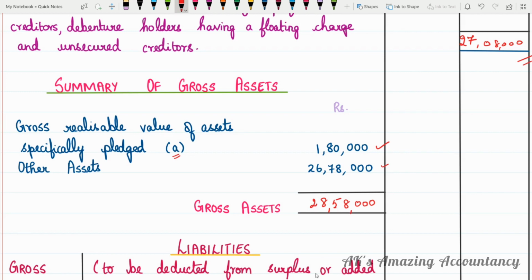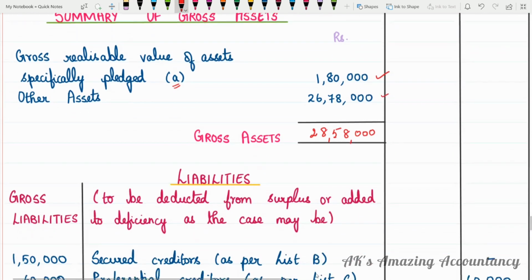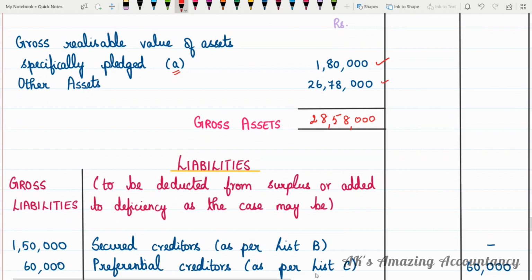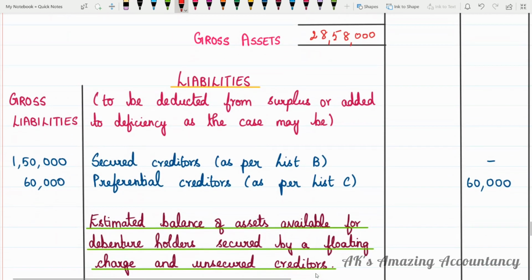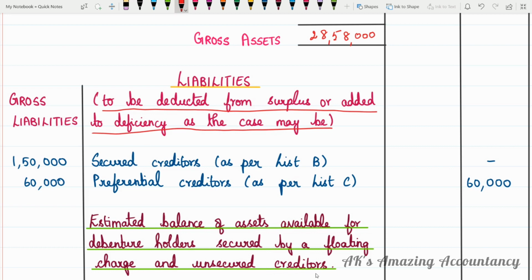Okay, so all the information relating to assets we have entered now. Let us proceed further with the liabilities. So continuously in the statement you will be giving the heading as liabilities, and once you enter the heading liabilities, immediately you have to write a very important sentence here. What is that sentence? To be deducted from surplus or added to deficiency as the case may be.